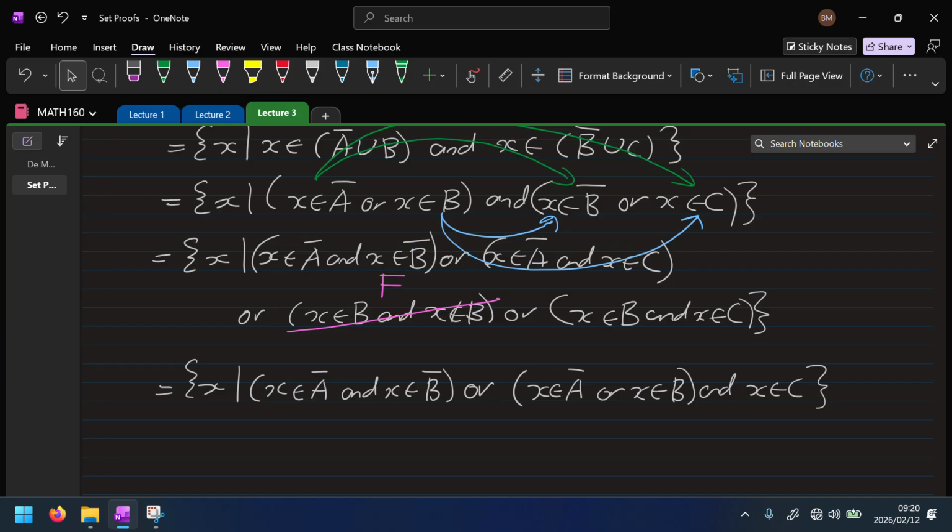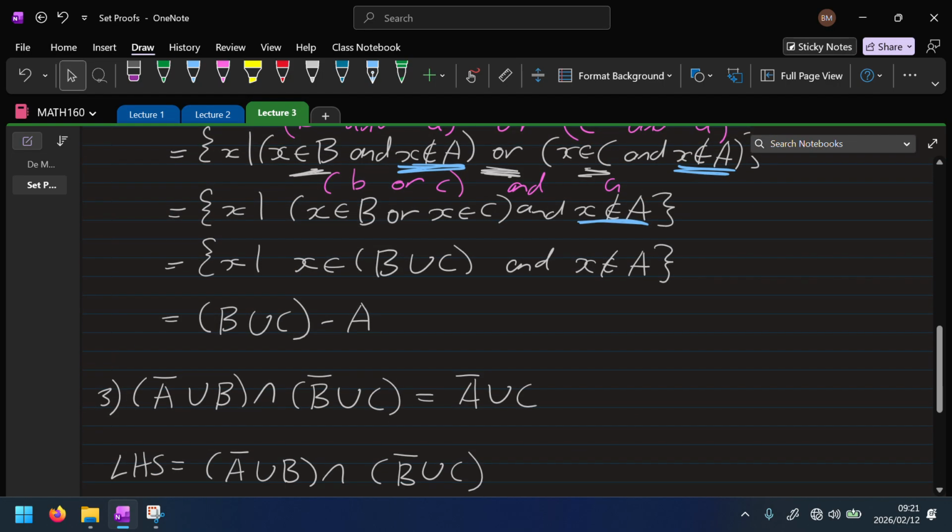It's always distribution. Yeah. So what can we do? What we want is these B's parts to go away. So we're left with the X as an element of A complement. That will be the first thing. Or X elements of C.